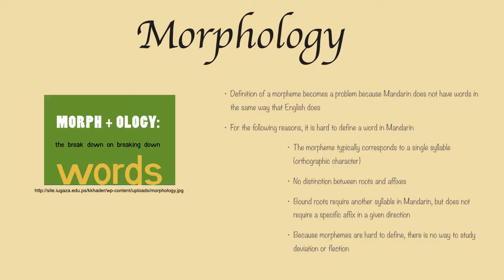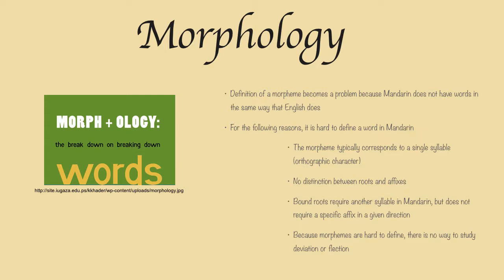Mandarin morphology is very difficult to define because Mandarin does not have words in the same way that English does. For example, the word was translated into Mandarin Chinese in the 20th century, when it was missing from the vocabulary of traders and anybody who was trying to work in China at the time, or in other areas that speak Chinese or Mandarin Chinese. So for the following reasons, it is hard to define a word in Mandarin.